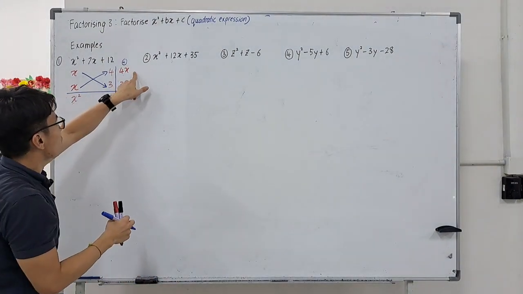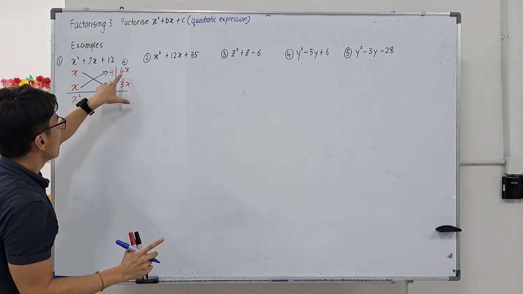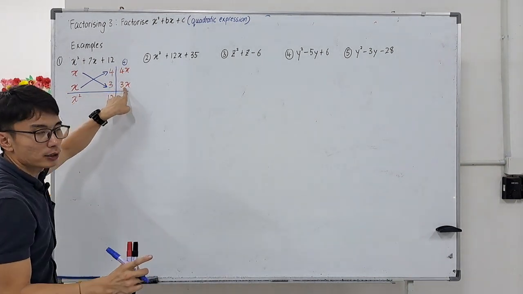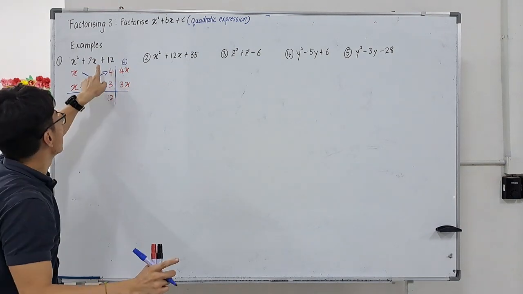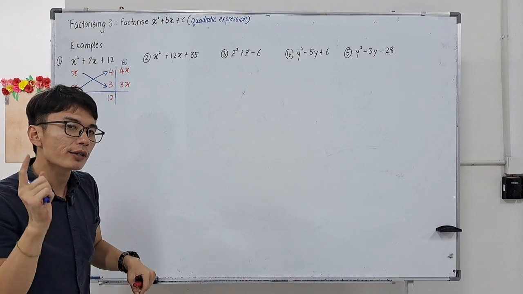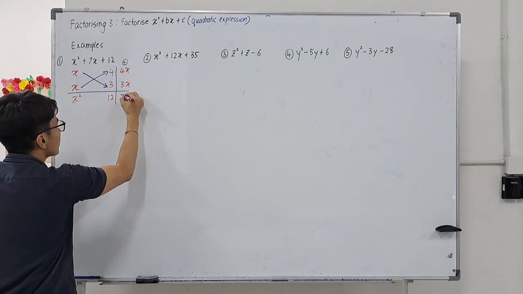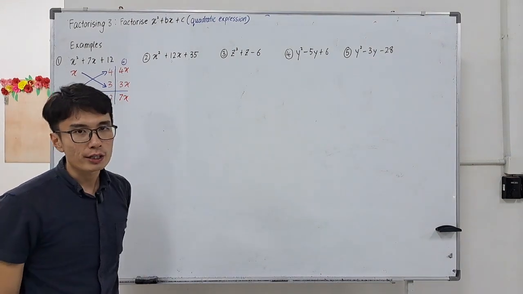So what do we have to do here? Now this one is a very important step. You have to check now, 4x plus 3x. Do you get the middle term over here? If you get the middle term, which is true enough, this will give me 7x, which means you factorized correctly.